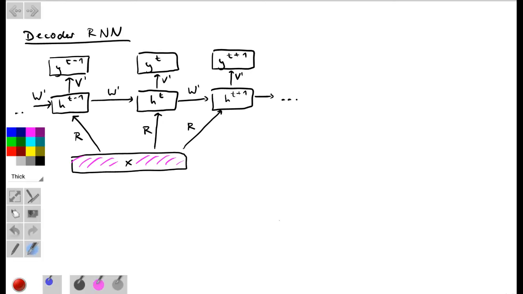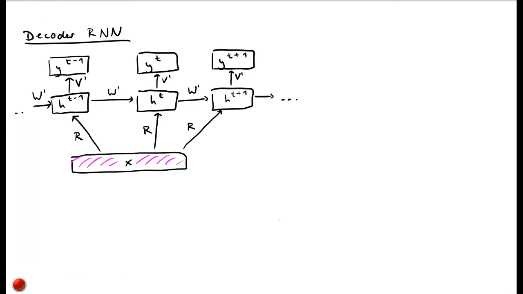So the crucial link between the encoder and the decoder is this vector down here, because this is the fixed size vector that not only summarizes the input, but is also used to generate the entire output sequence.